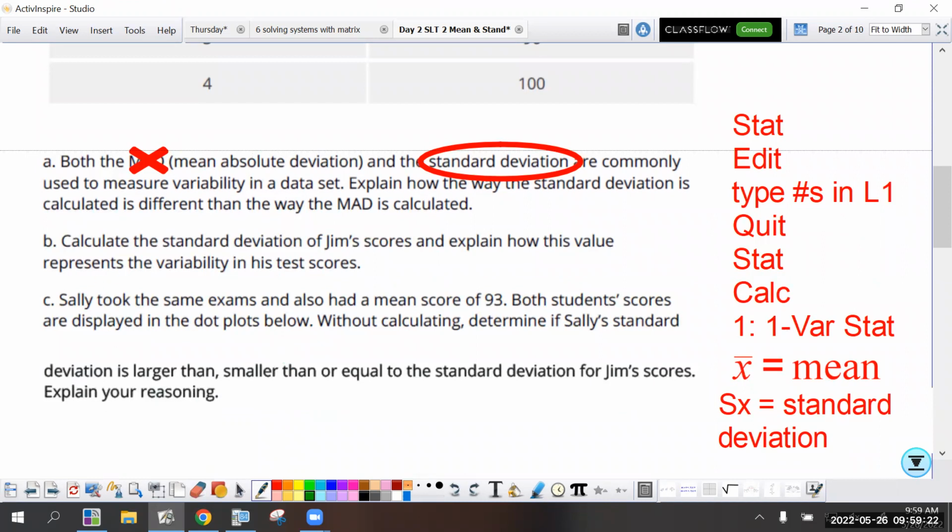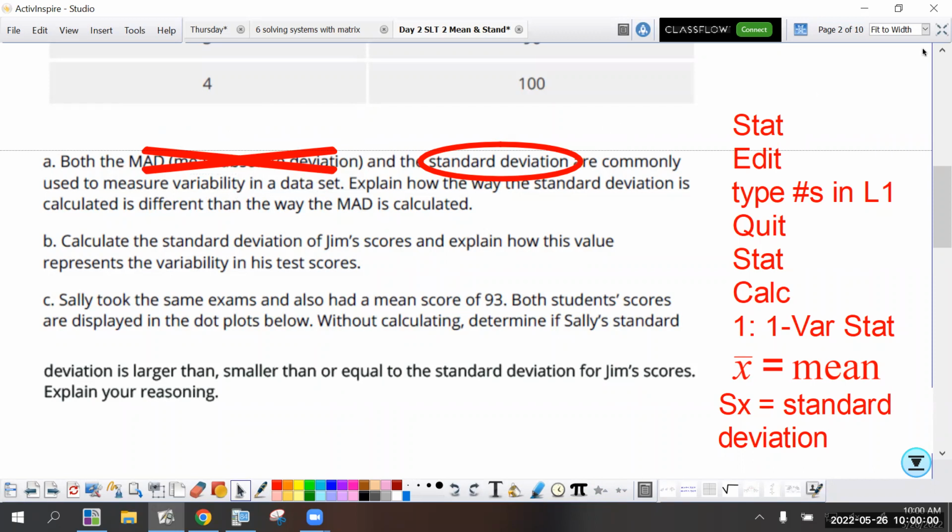In the typed part here, it says both the MAD, which is mean absolute deviation. All right, 10th and 11th graders, we're never going to do the mean absolute deviation in Honors Algebra 2. You can cross all of that out. We will calculate the standard deviation. So standard deviation is used to measure the variability of a data set. So it is how much the data varies, how spread out the data is.